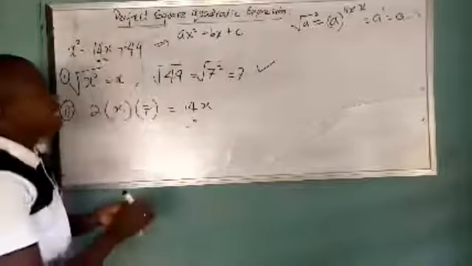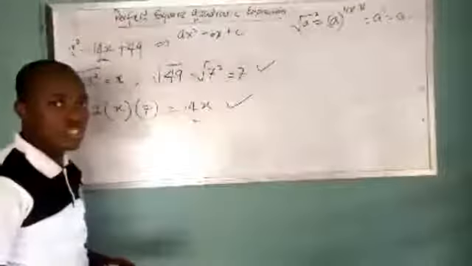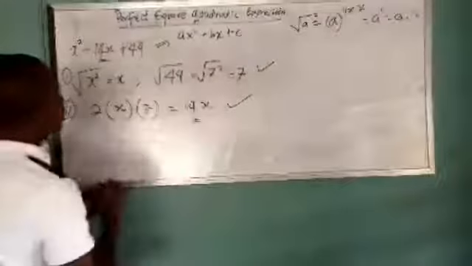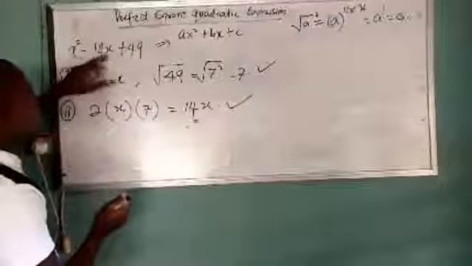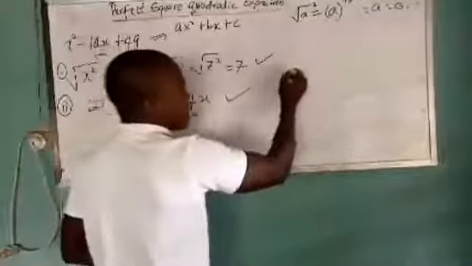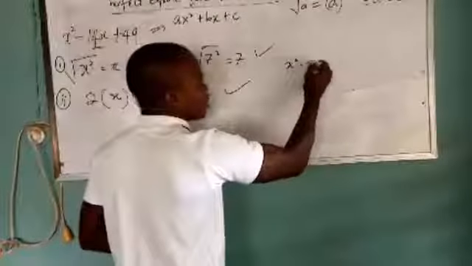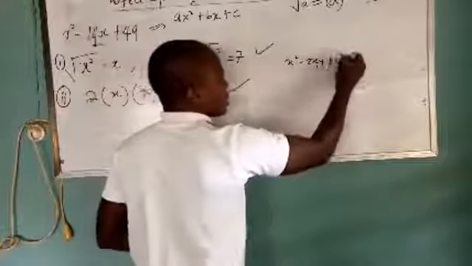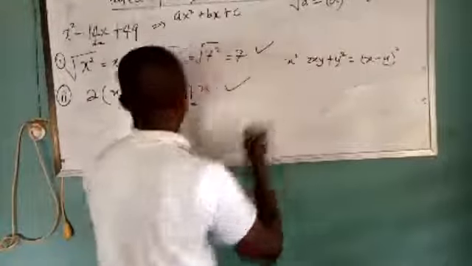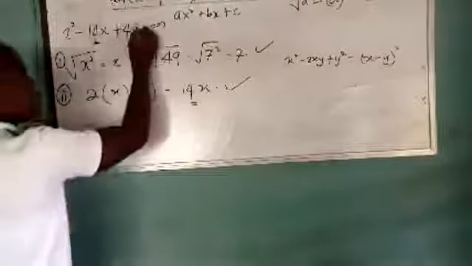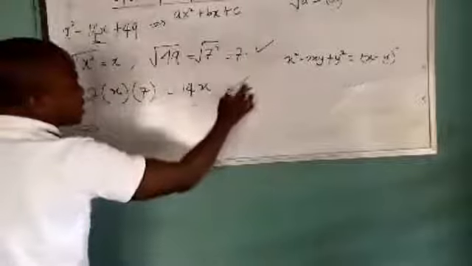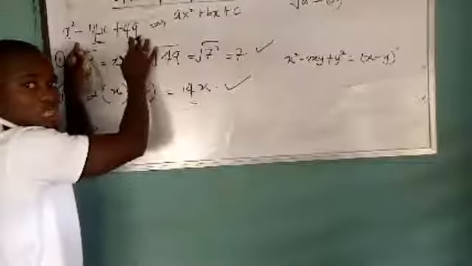So by doing that, it means the second condition is also satisfied. Now, how are you going to factor this? So far we have x squared minus 14x plus 49, and you can see that we have a minus there. If you remember, let me quickly write: x squared minus 2xy plus y squared equals x minus y all squared. Because of the minus here, if you compare this to this, this one is satisfied, this one is satisfied. It means this expression is a perfect square.